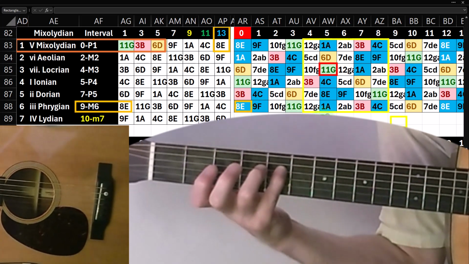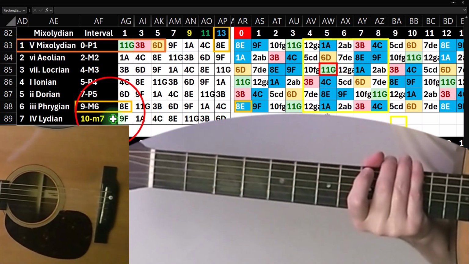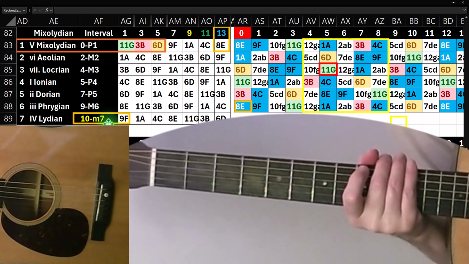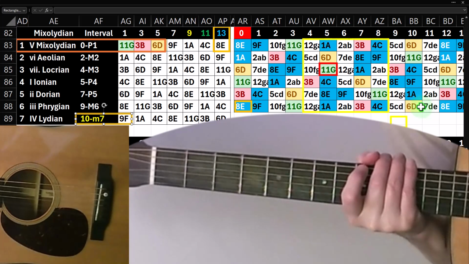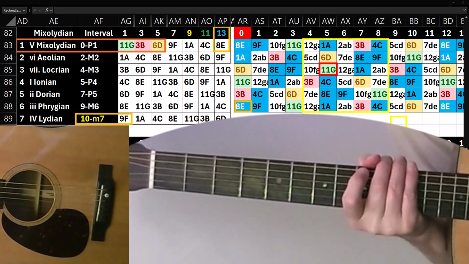Okay, so let's just move on to the next one here because we're running along. We got to do the big one. This is the important one, for crying out loud.